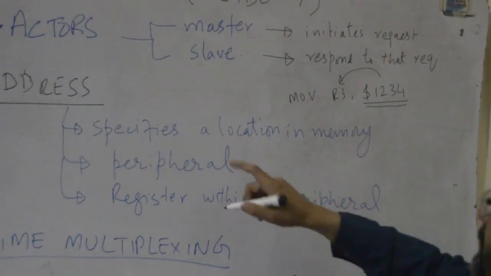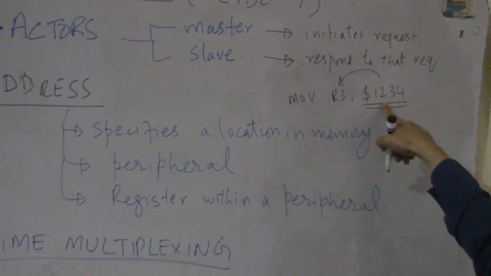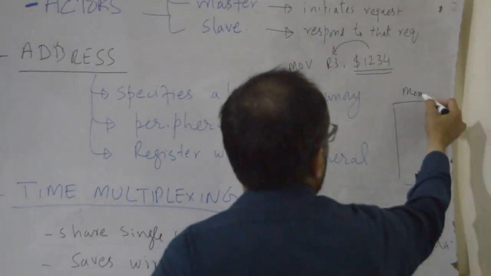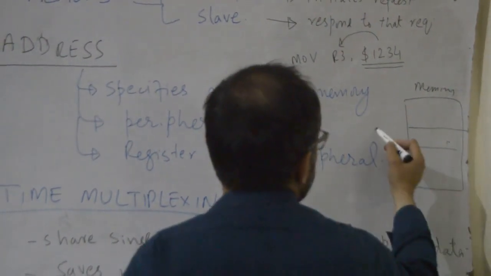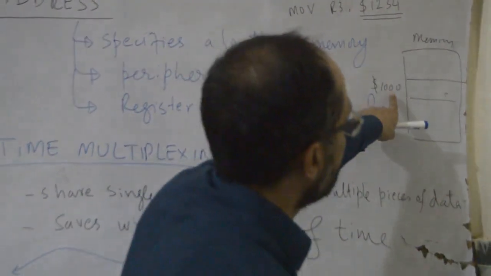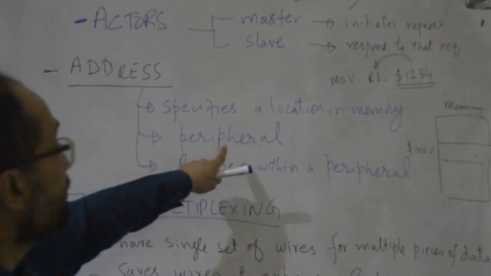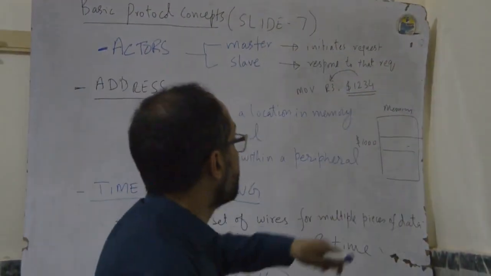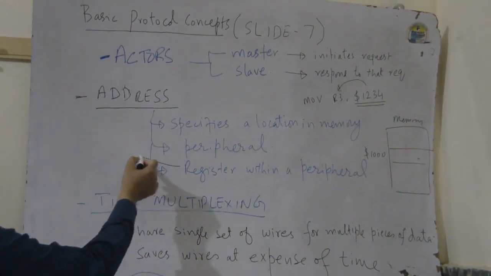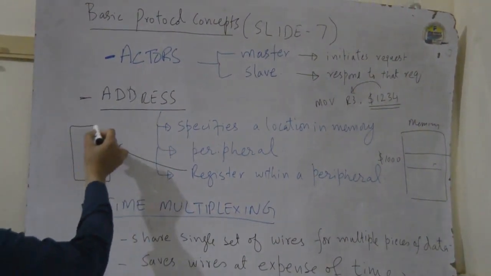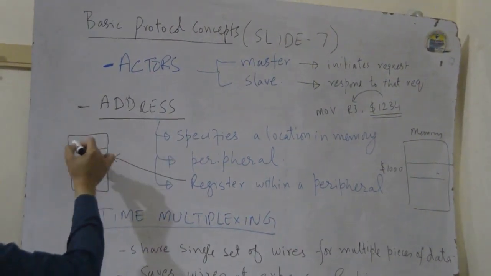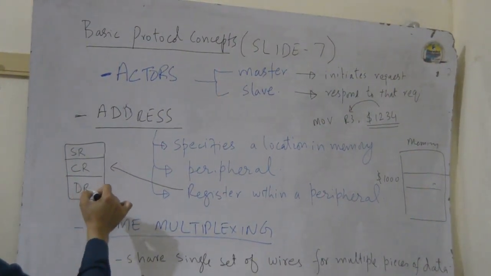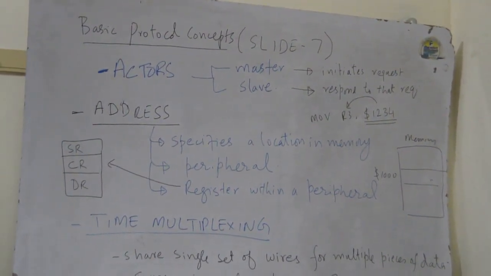So this address can be a location in memory, like, let's assume this is a memory, and each memory location has an address, let's assume $100. So this can be an address location in memory, or it can be a peripheral device, or it can be a register within a peripheral. A peripheral may contain various registers, for instance status register, control register, or data register within a peripheral.